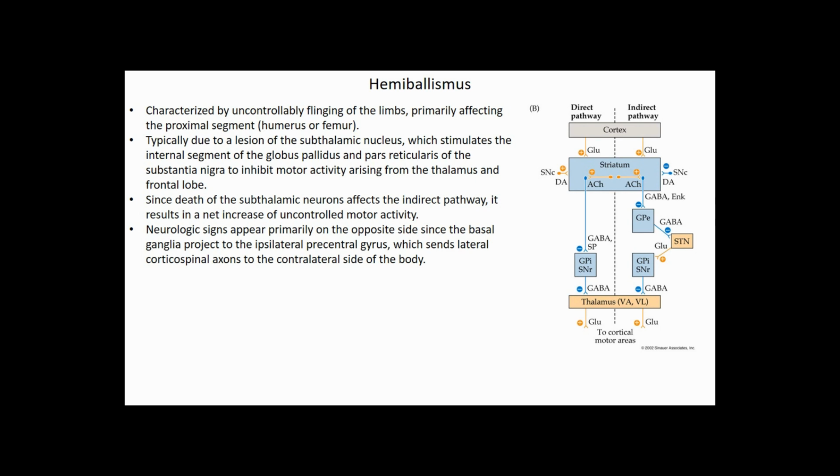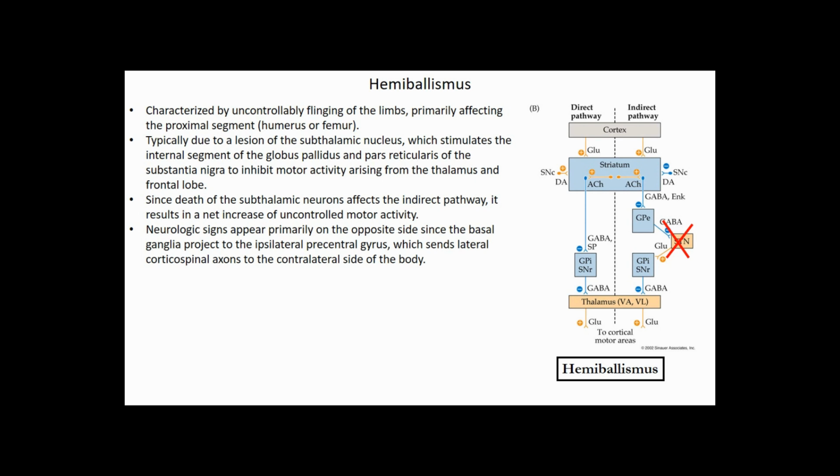So hemiballismus is very much like Huntington's in that it's an increase of motor activity. However, it's very different in that a different structure is affected. It's going to be the subthalamic nucleus, and it's particularly characterized by flinging of the proximal segments of the limbs. So if someone puts their arms in a chicken dance pose, elbows flexed, hands in front of shoulders, they'll start waving their arms uncontrollably.